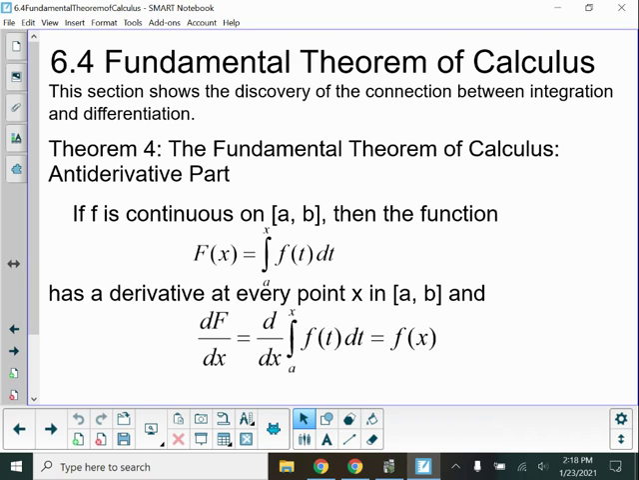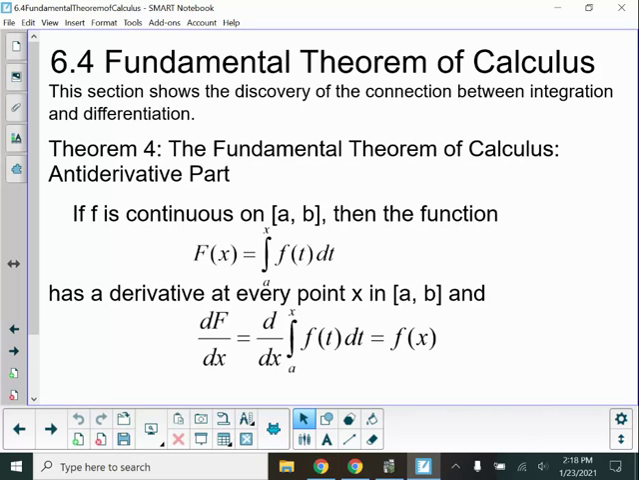This is your part 1 video for 6.4, the fundamental theorem of calculus. This section is going to show the discovery of the connection between integration and differentiation. So Theorem 4, that's the first one we're going to start off with. This is the fundamental theorem of calculus, antiderivative part.